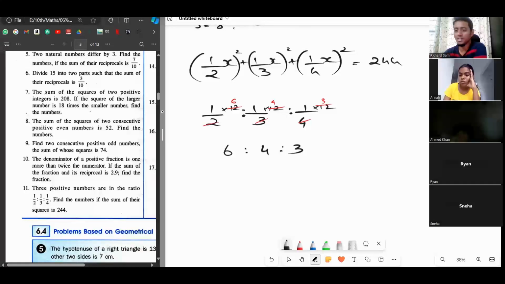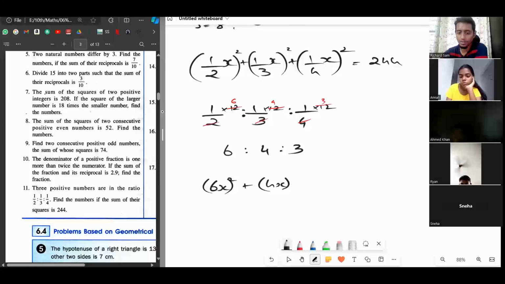You just multiply each of those ratios with their LCM. Okay. Now let's apply the same equation for this. The sum of their squares. That means 6x whole square plus 4x whole square plus 3x whole square is equal to 244. See if it makes sense.